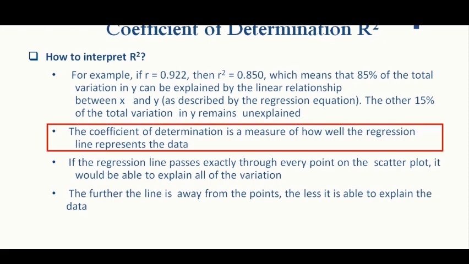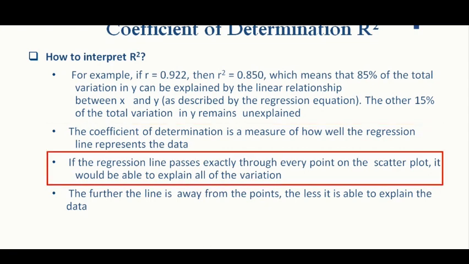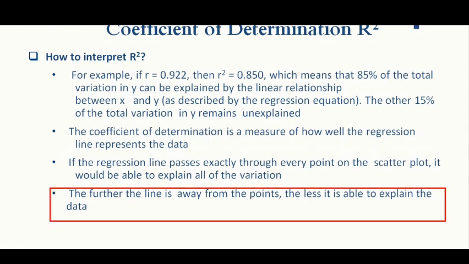So, the coefficient of determination is a measure of how well the regression line represents the data. If the regression line passes exactly through every point on the scatter plot, it would be able to explain all of the variation, but it will not be the case anytime. The further the line is away from the points, the less it is able to explain the data, because the relationship is not tight. So, if the relationship is not tight, why should the regression equation be good?